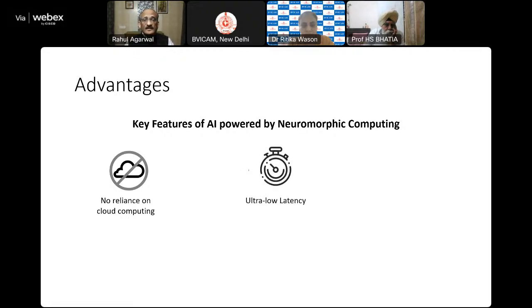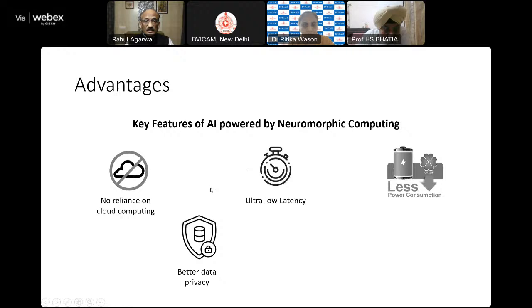Then ultra low latency is a result of, again, there being no need to go to the cloud, so you can do learning and inference locally itself. Then the power requirement becomes very low, and there's better data privacy because no data is being sent to the cloud, it remains local, and it works in offline mode as well. So these are the kinds of advantages we get if the AI follows neuromorphic computing.